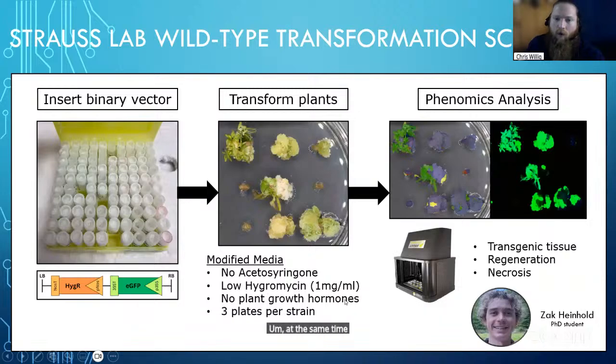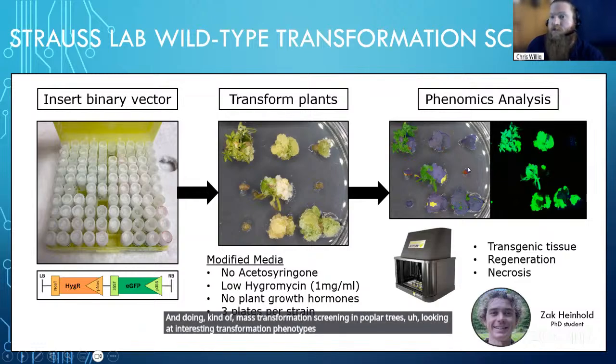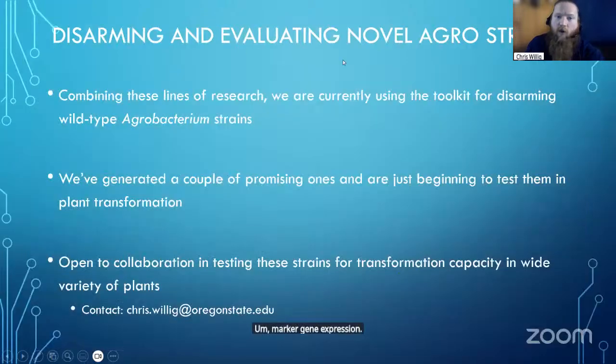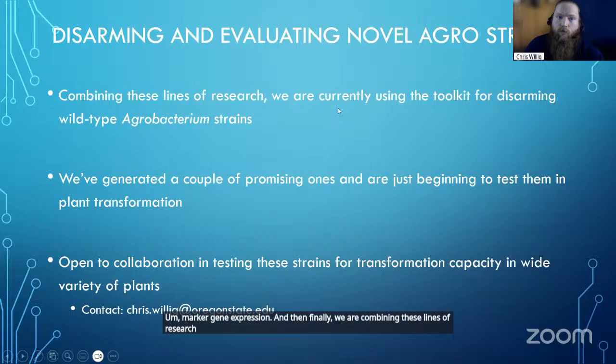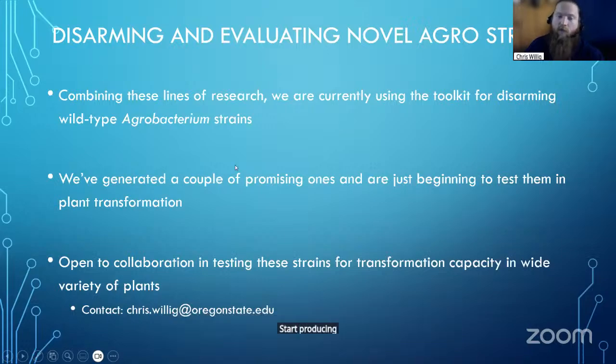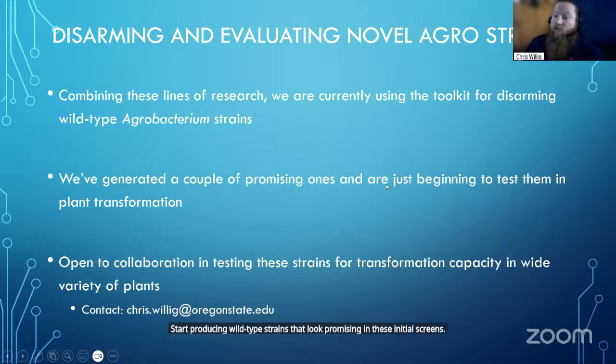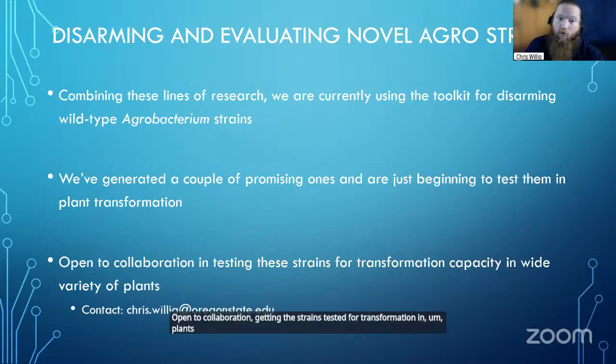At the same time in our lab, there is an NSF project which Greg is involved in, along with our PhD student Zach. They are taking wild type strains outfitted with a binary plasmid and doing mass transformation screening in poplar trees, looking at interesting transformation phenotypes, including increases in marker gene expression. Finally, we are combining these lines of research to start producing wild type strains that look promising in these initial screens. We've generated a few that look pretty promising, and I want to mention that we're open to collaboration, getting these strains tested for transformation in plants that we don't transform. So if you're interested in possibly collaborating, please contact me here.